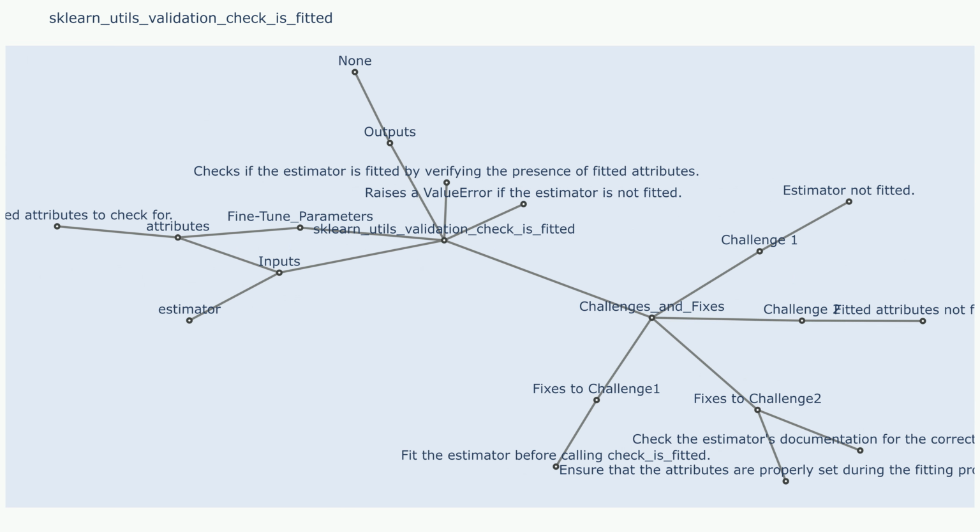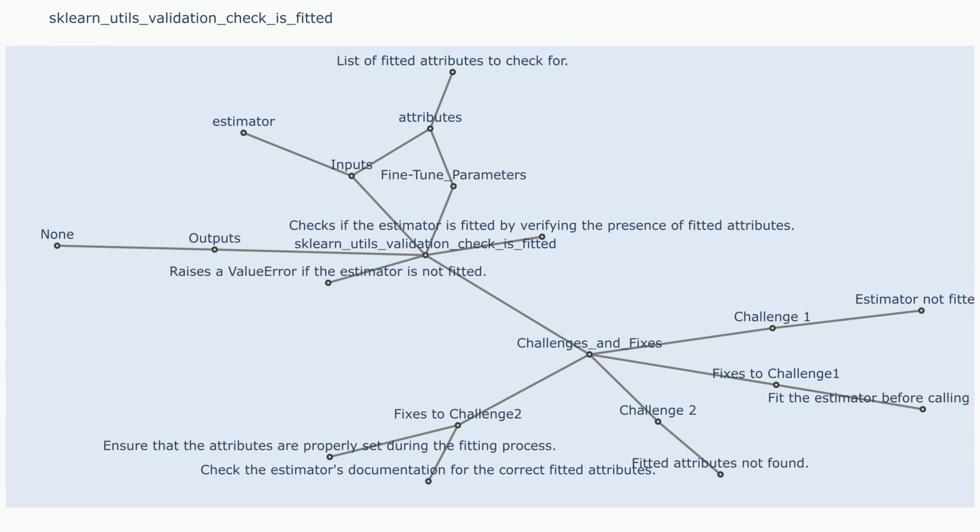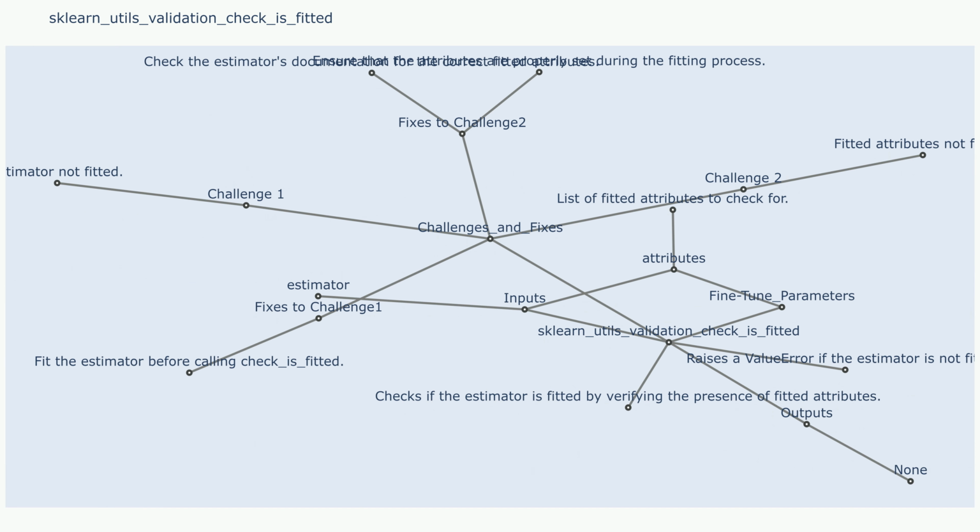Challenges and fixes: challenge 1, the function can be overly strict and might raise an exception if the fitted estimator has attributes that are not explicitly listed in the attributes list. Sample use case: you have a custom estimator that has a fitted attribute called model_weights, but you are not checking for this attribute in the attributes list. Fixes to overcome this: include all necessary attributes in the attributes list.